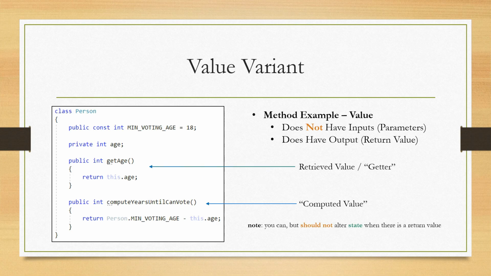Before I move on to the computed value, I just want to draw your attention to the first line of code where I'm creating a public const int min voting age. The reason I did that is because I wanted to give you a better example of a computed value. So this last method down here, compute years until can vote, this is a function of this object's age, which is subject to change because people can get older. And it's also subject to what the current minimum voting age is.